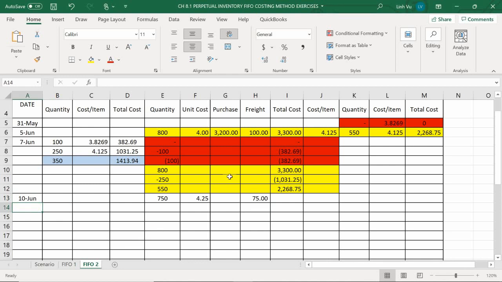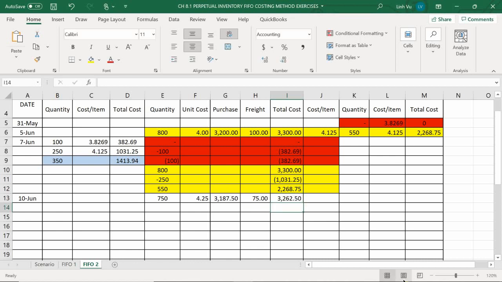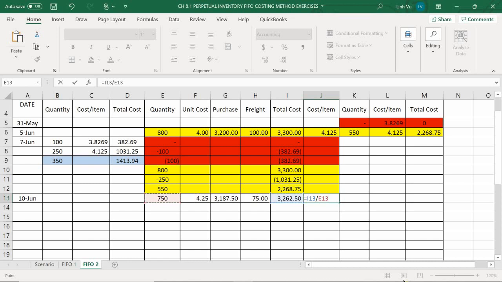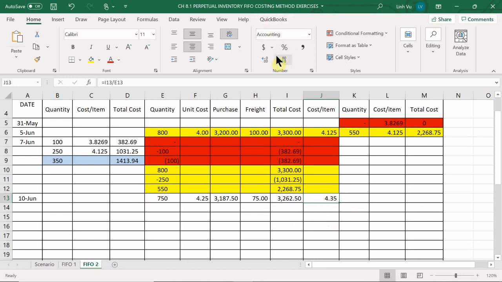So, what is going to be my total purchase price? $3187.50. 3187.50 plus 75 gives us a total cost of 3262.50. Good. Bringing my cost per item to be $4.35. $4.35 even, right? This one came out even.